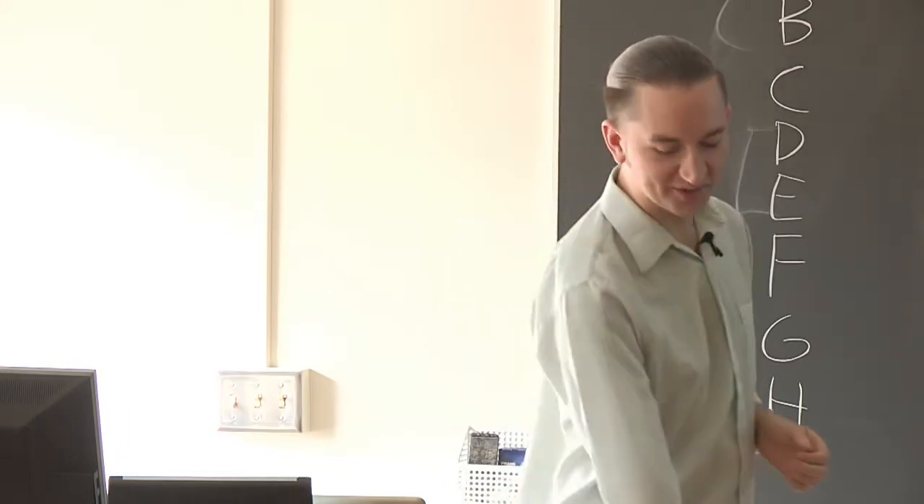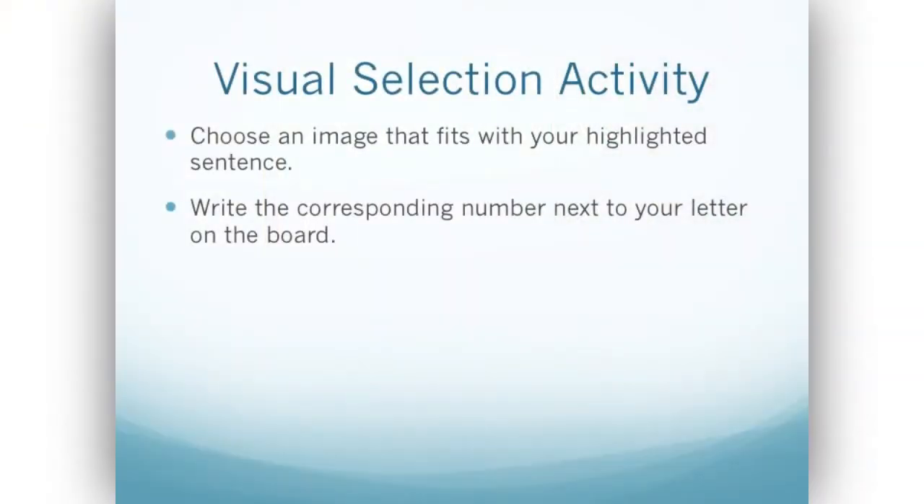So now we're ready to do the visual selection activity. The way that this works, I think we have enough for each, like groups of 2.